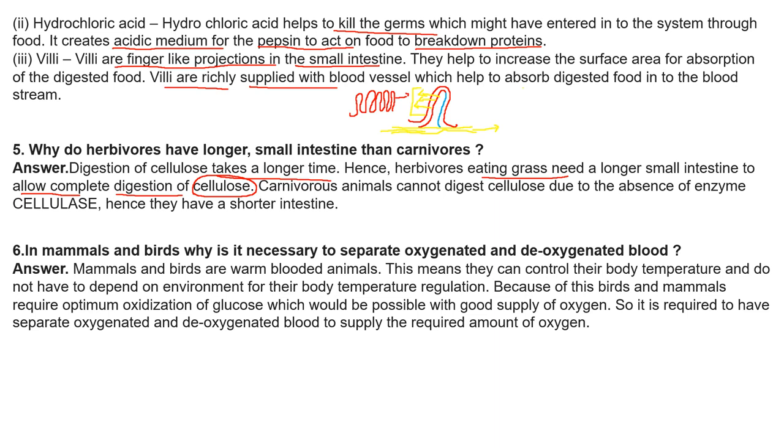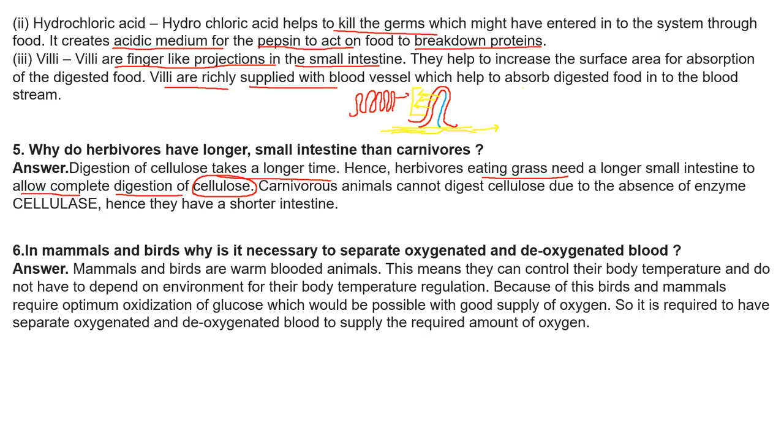And this cellulose, in fact in our body, it acts like a fiber in our body. It is very important. The fiber content of the food is very important for the proper functioning of our digestive system. Okay, so that is why the animals have a longer intestine as compared to human beings.